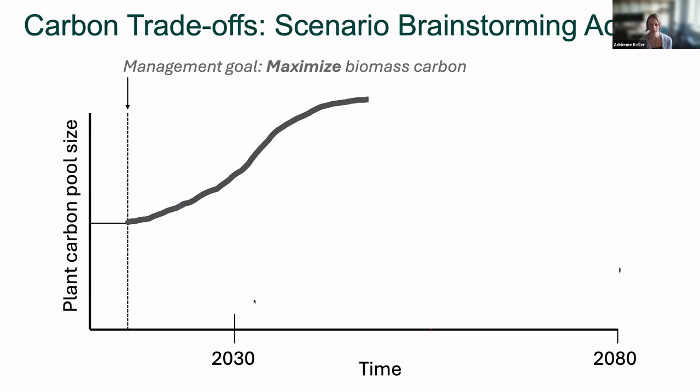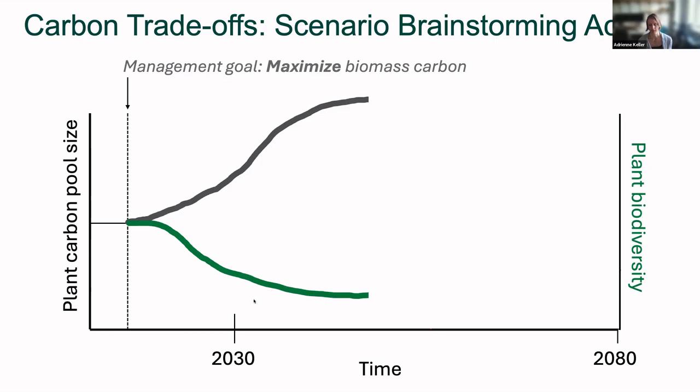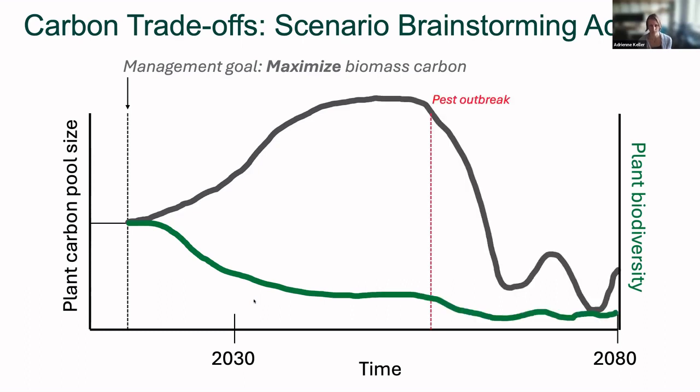We might be maximizing biomass carbon that way, but at the expense of plant biodiversity. And so over time, we would expect plant biodiversity, and this is savanna dependent plant biodiversity, to decrease. However, we need to consider climate change, right? And is this system climate adaptive? It's quite likely that in this low diversity mesic forest, if we experience a pest outbreak, that could really drop our plant carbon pool quite drastically, without the ability of our plant biodiversity to recover. So this scenario doesn't look like a very climate adaptive scenario.